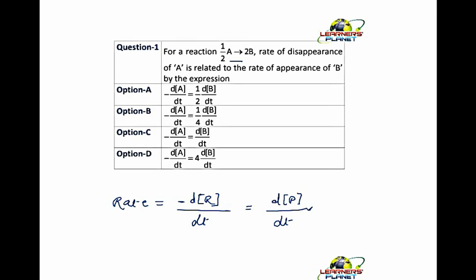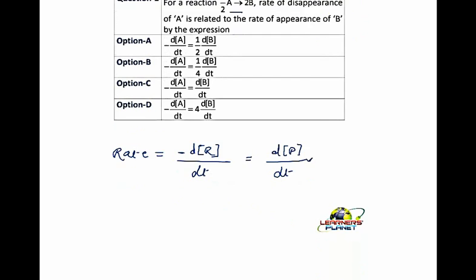Now students, whatever the coefficients are there, say if I am writing the equation like twice of A gives B, what will be the rate of disappearance of A? It will come out as 1 by 2 dA upon dt. That is, whatever is the stoichiometric coefficient is written in the form of a fraction, and that is equal to your dB by dt.